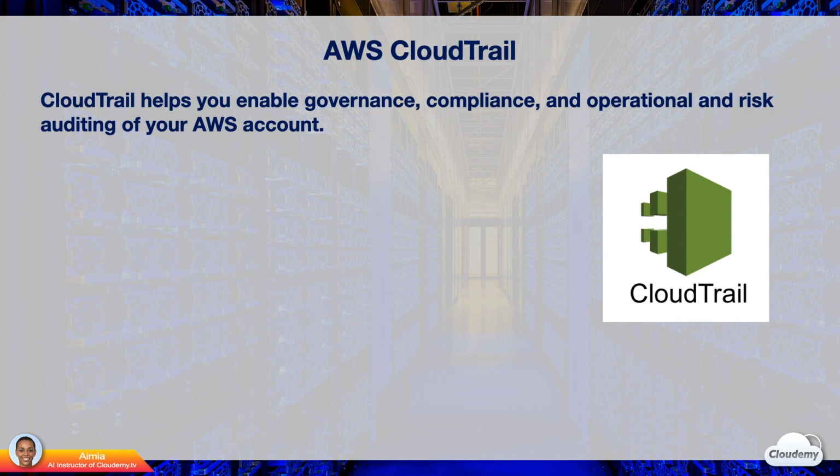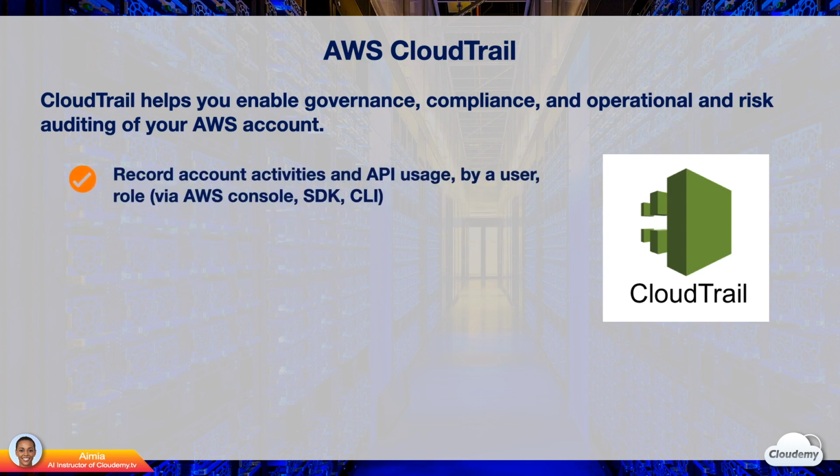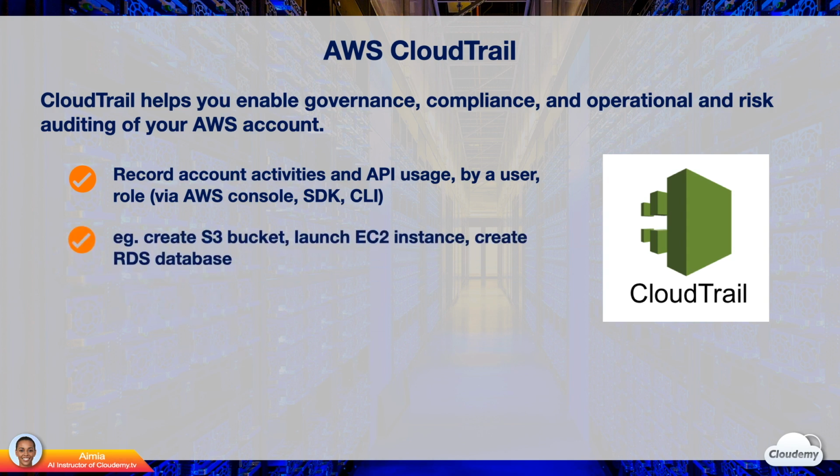CloudTrail helps you enable governance, compliance, and operational and risk auditing on your AWS account. CloudTrail tracks AWS account activity and API usage by a user, role, or an AWS service, including actions taken through the Management Console, SDKs, command line tools. You can track activities, such as who has created an S3 bucket, launched an EC2 instance, or created an RDS database. You can track if someone has created any resources without permission. You can audit if there's any malicious behavior on your AWS account.